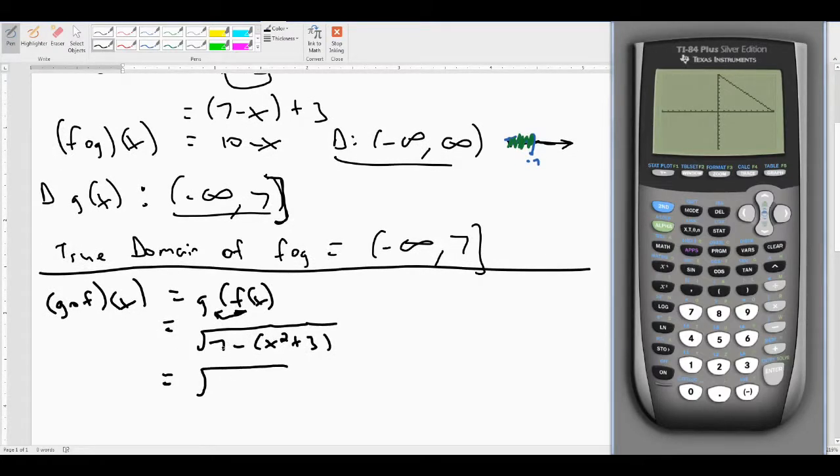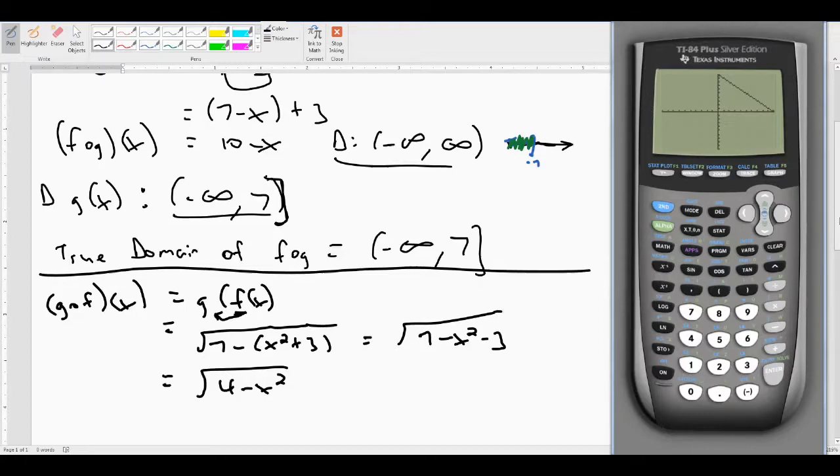And 7 minus 3 is 4, and then minus x squared. So we get 4 minus x squared. Do you see that? And if you want to see an extra step, you do 7 minus x squared minus 3. Now you can see it, hopefully.